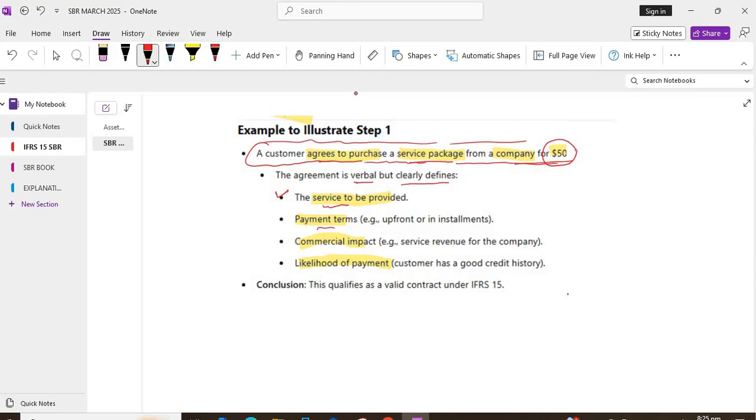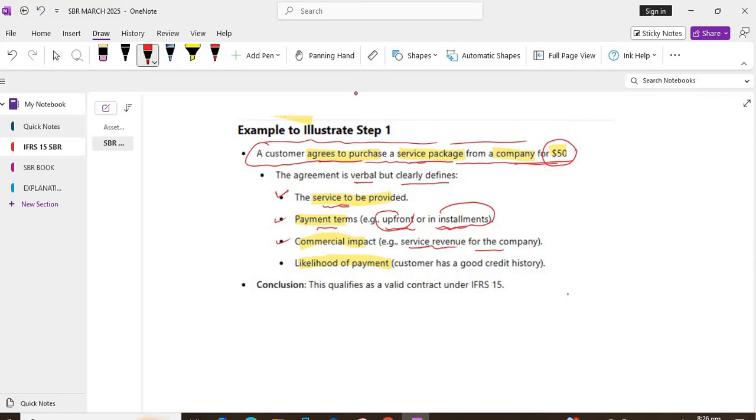Clear? Payment terms mean upfront or installment. The services to be provided means the service package you have to provide. The payment term is also identified, clearly mentioned, that you will get upfront money or installment. Then the commercial substance is the service revenue for the company. So this will be revenue, this will impact the cash flow.